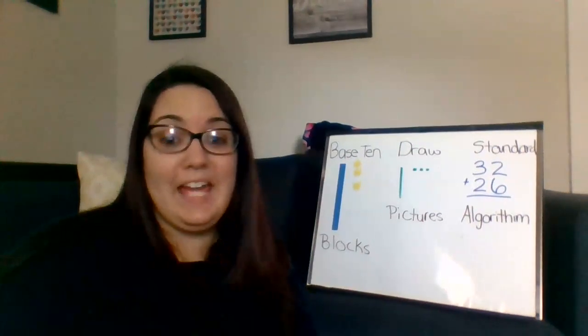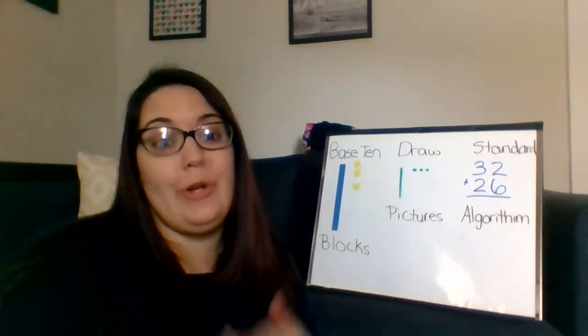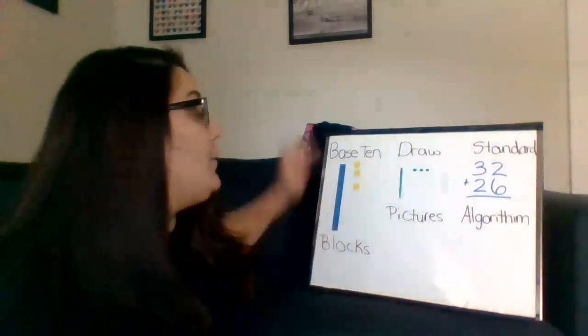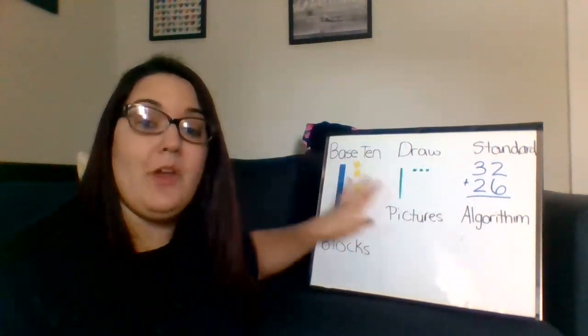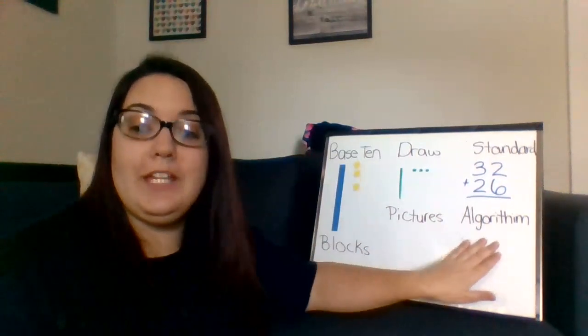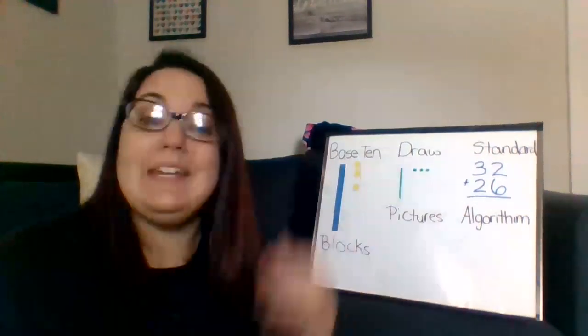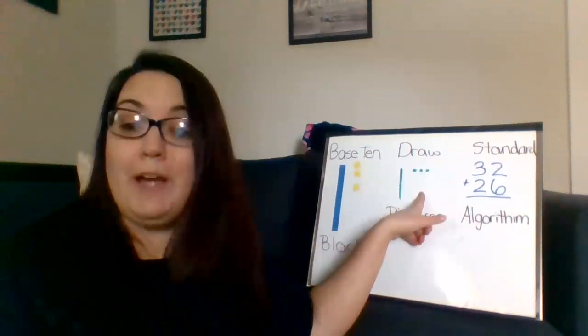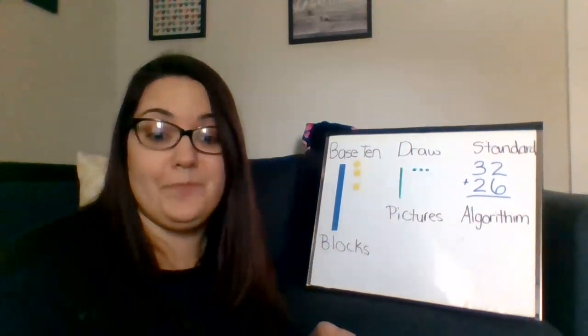Hi everyone! Today we're going to continue to learn about adding two-digit numbers, and there's three ways that we can do that. We can use our base 10 blocks, we can draw pictures, or we can use the standard algorithm. In this video, we're going to learn how to add two-digit numbers by drawing pictures.